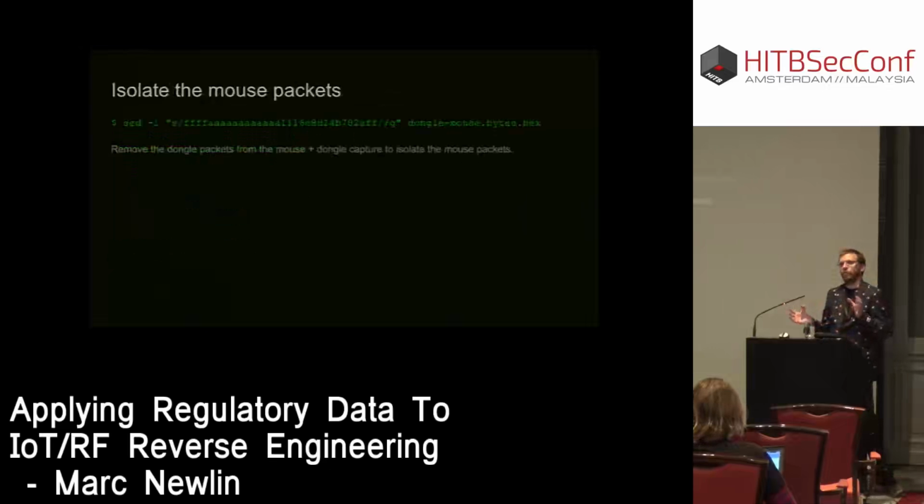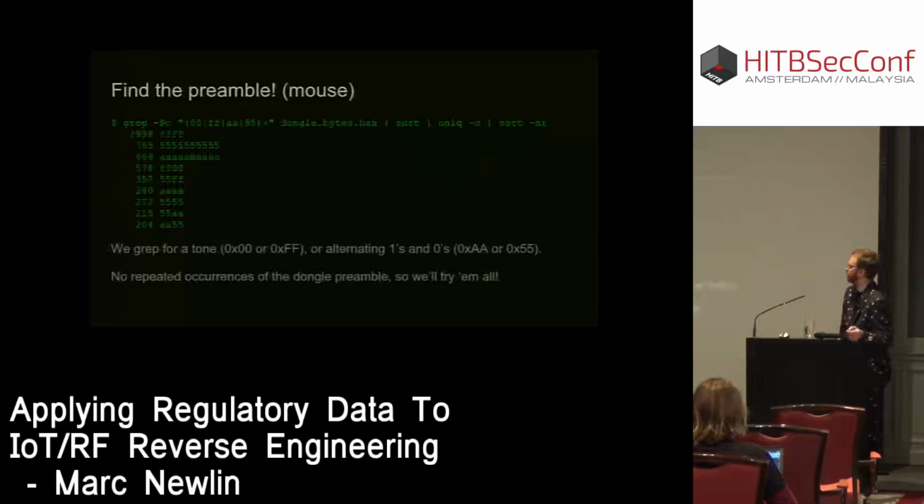So now we can start looking at the capture of the mouse plus dongle in the Faraday cage. Because we've made the assumption that this byte sequence is a packet transmitted by the dongle, we can just use sed and remove that from the output of the mouse plus dongle. The idea being that whatever's left over was transmitted by the mouse and probably not the dongle. So we run sed, isolate the mouse packets, and then we go through the same procedure, looking for the preamble for the mouse packet.